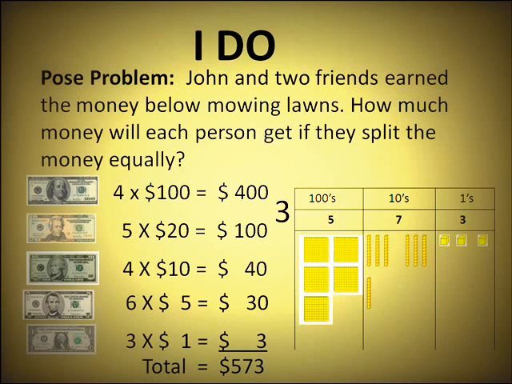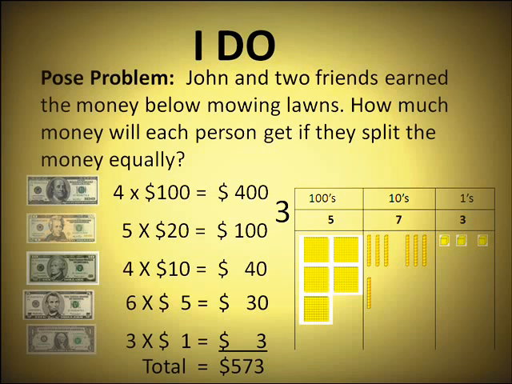Now that we have our total amount of 573, we can go back to our base 10 block diagram you see to the right. Now notice it has the place values of 100s, 10s, and 1s. And right underneath that I put our total amount that we're dividing, which is 573.